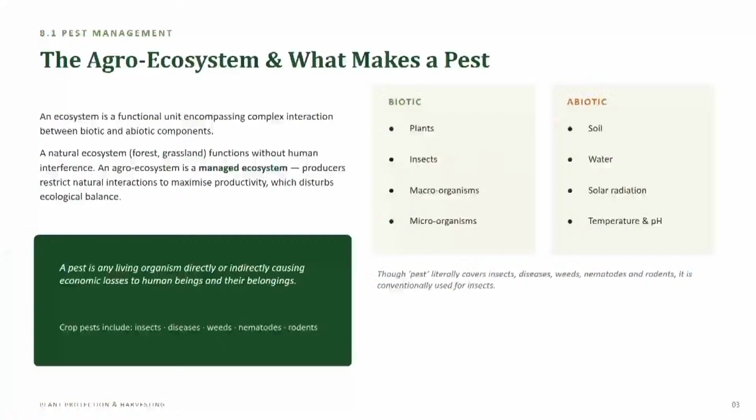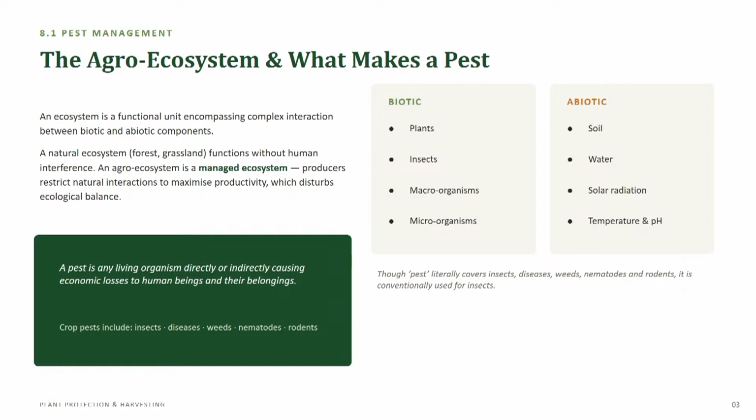So dear learners, let's first understand what an agro ecosystem is and how a pest arises from this agro ecosystem. So let's first understand what an ecosystem is. An ecosystem is a functional unit of nature, where the biotic and abiotic components of nature interact. This ecosystem may be a natural ecosystem or a man-made or anthropogenic ecosystem.